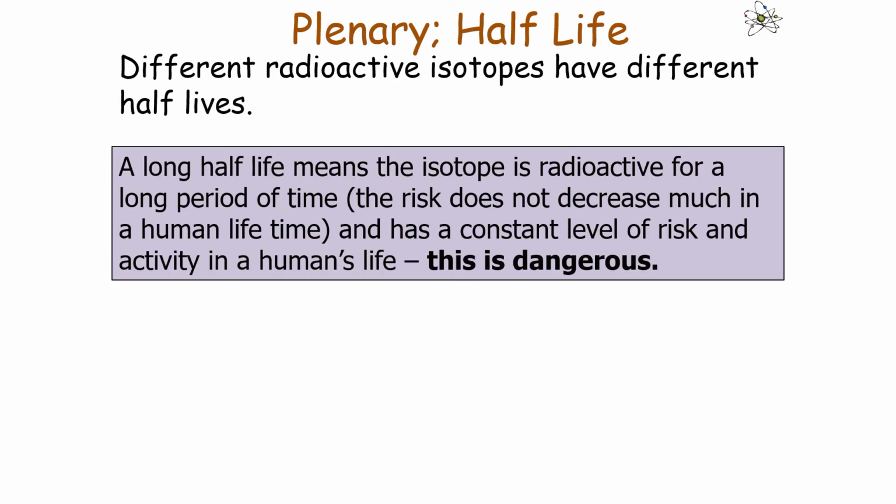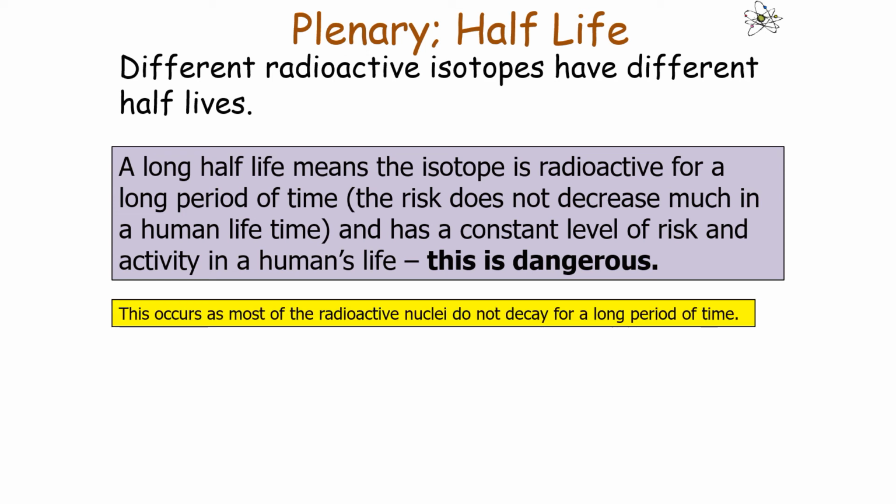So let's just recap what we've learned so far. Different radioisotopes have different half-lives. A long half-life means the radioisotope is radioactive for a long period of time. This means the risk doesn't change much in a human lifetime. So therefore, a long half-life radioisotope has a constant level of risk and activity in a human's life, which is very dangerous. Now, if something has a long half-life, it means that most of its radioactive nuclei do not decay for a long period of time.